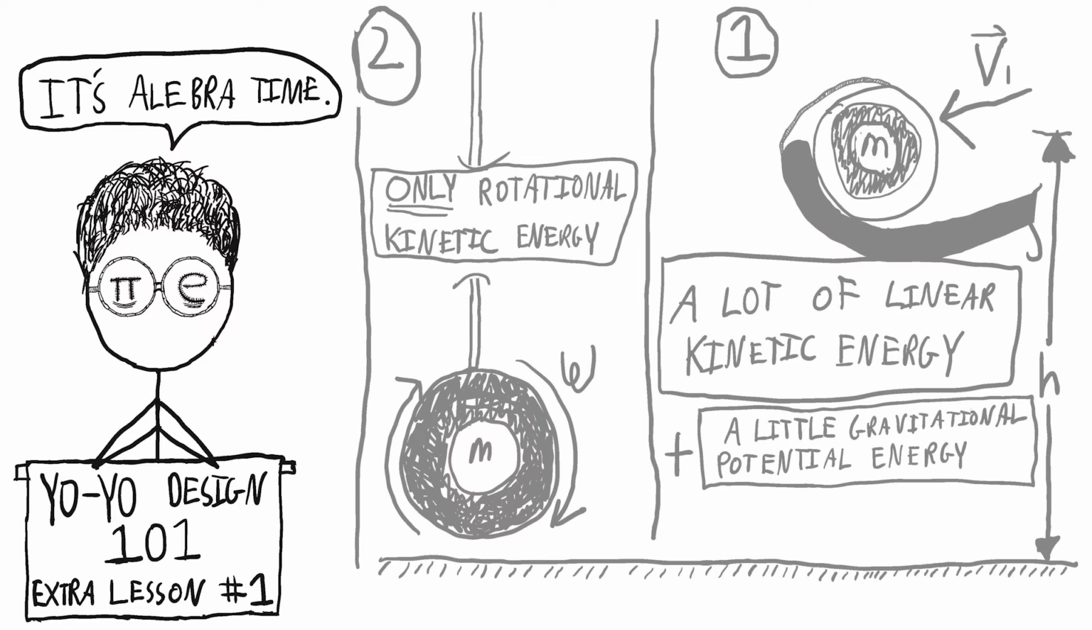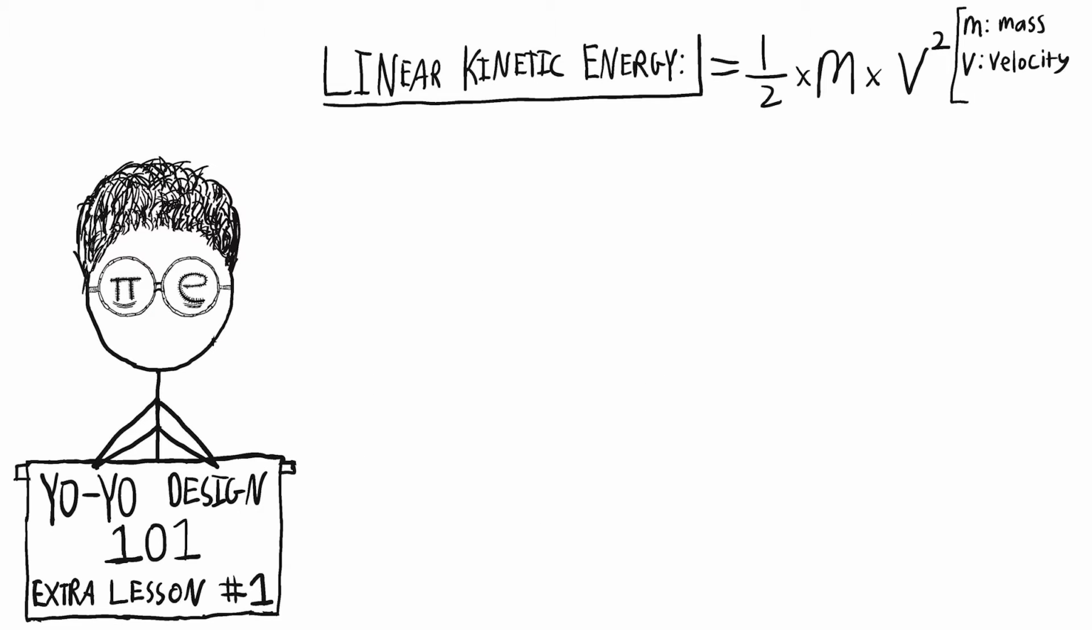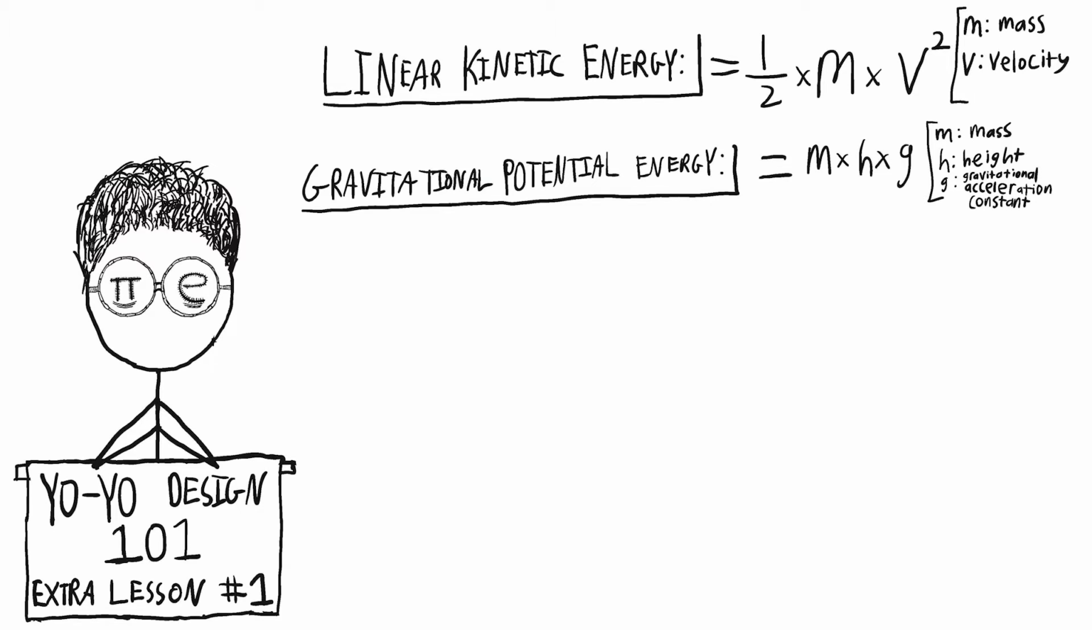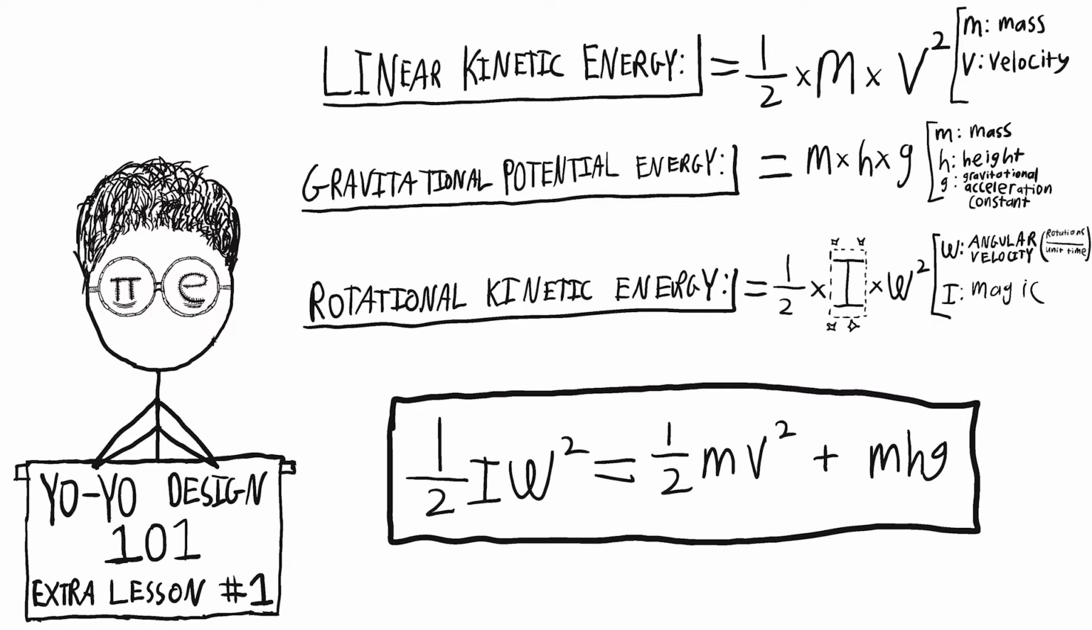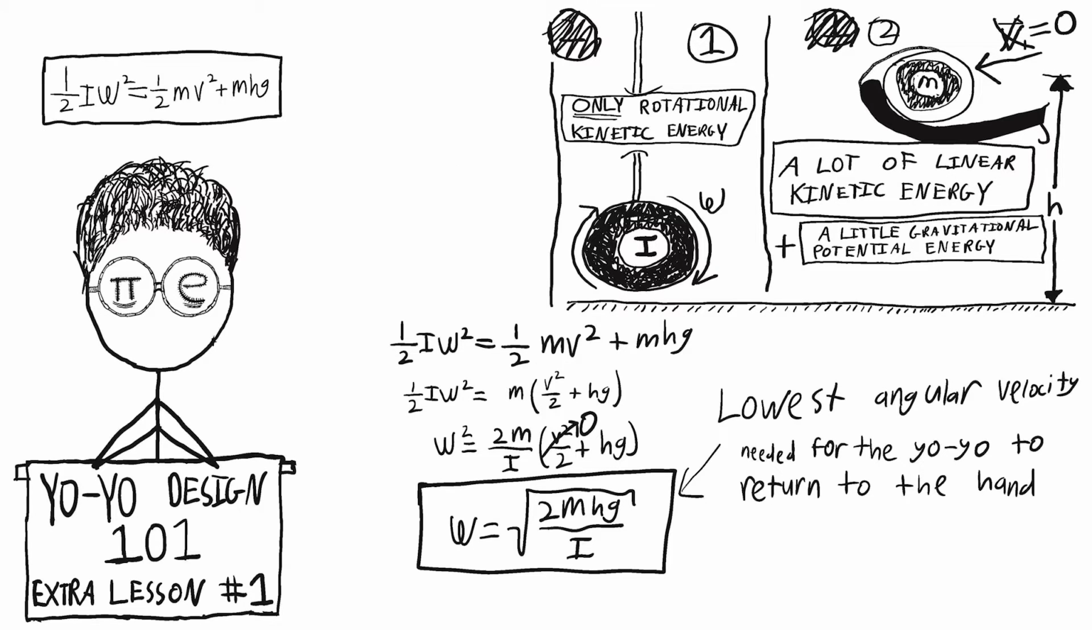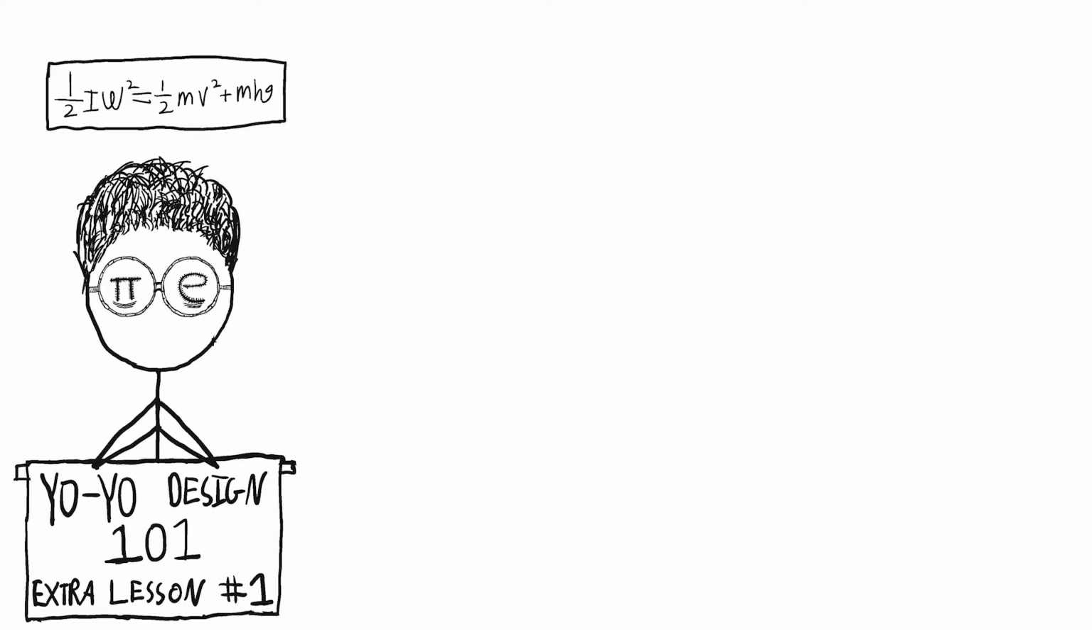It's algebra time. Linear kinetic energy is 1/2 mass times velocity squared, gravitational potential energy is mass times height times Earth's gravitational acceleration constant, and rotational kinetic energy is equal to 1/2 times angular velocity squared, which is how much rotation happens per unit of time, times a secret little letter that I will explain shortly. This one magical little equation contains nearly all of the information describing how a yo-yo performs. In fact, using this equation and changing our state frames a bit, putting the sleeping yo-yo in state 1 and the stationary yo-yo returned to your hand in state 2, you can actually calculate the minimum angular velocity at which the yo-yo could return to your hand on its own. Pretty cool, yeah? But enough bragging about how cool this equation is.